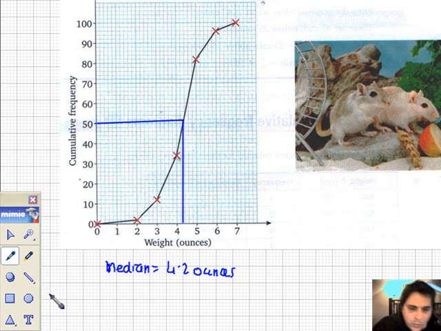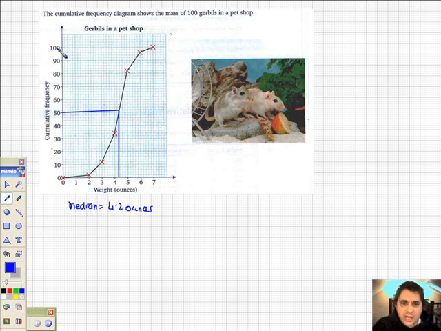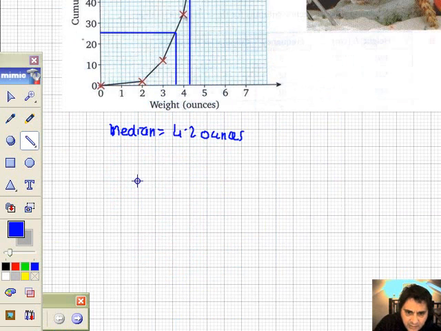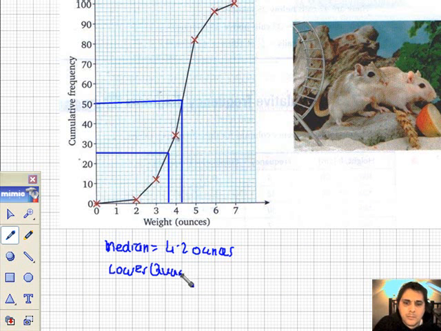Next one, the lower quartile. Well, I've got 100 gerbils, a quarter of them is going to be 25, so I'm going to hit that again on the 25, thereabouts, hit the line, and then come straight down. Now, I read that as 3.6, so here I go, lower quartile, 3.6 ounces, symbol OZ.